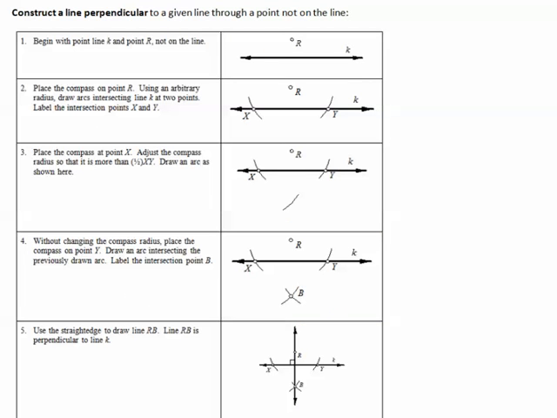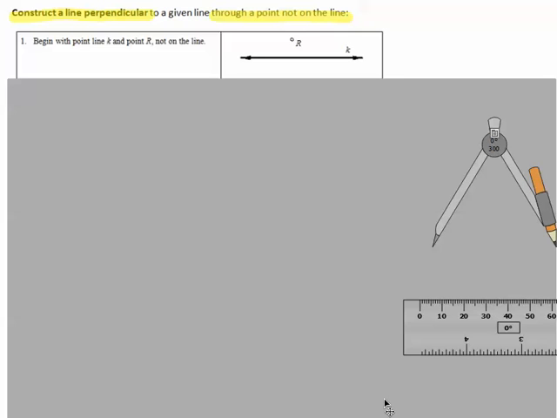Let's review while we're here, constructing a line perpendicular to a given line through a point not on the line. We did this back in the previous unit, but now that we're dealing with perpendiculars, this will be a good review. So I have my compass and my straight edge, and we begin with line K and point R. Notice point R is not on the line.